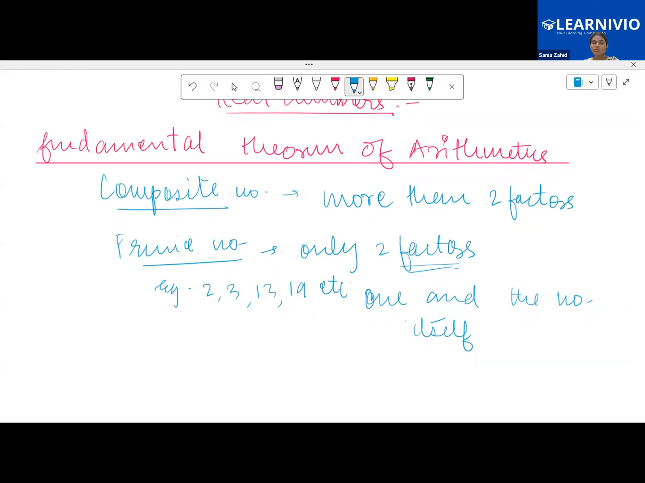And what are composite numbers? For example, I have 4. So 4 has factors 1, 2 and 4. It has more than 2 factors, 3 factors. So it is a composite number. Any number that will have more than 2 factors is referred to as a composite.